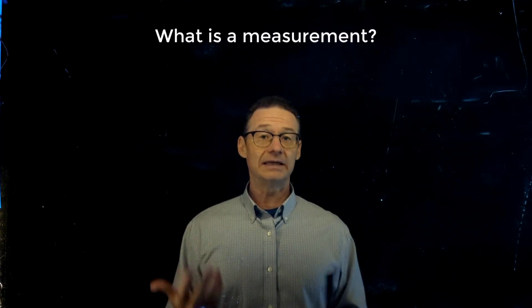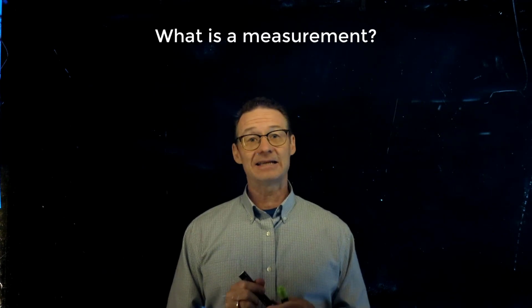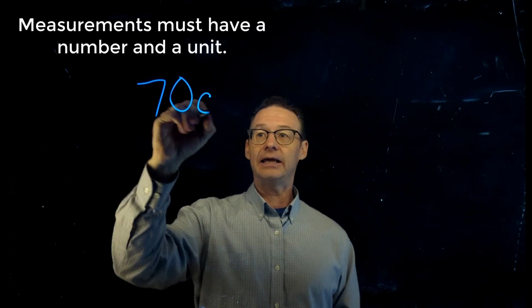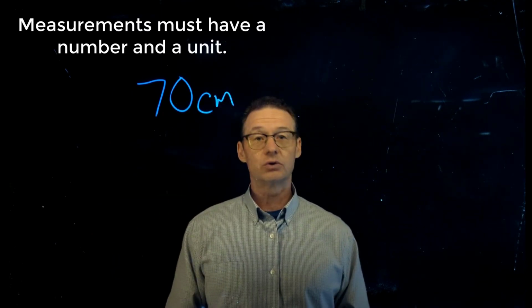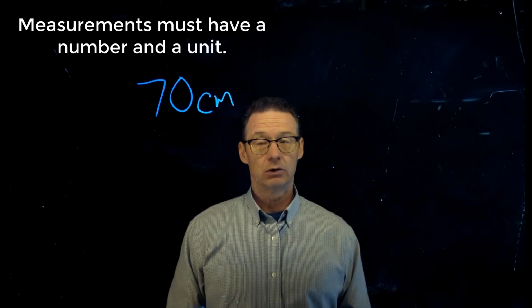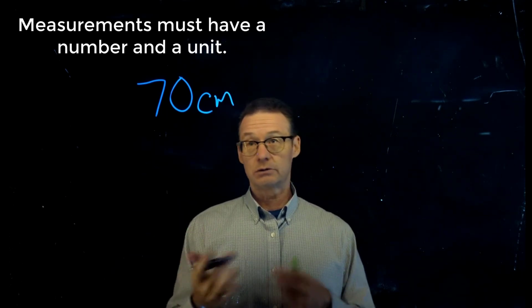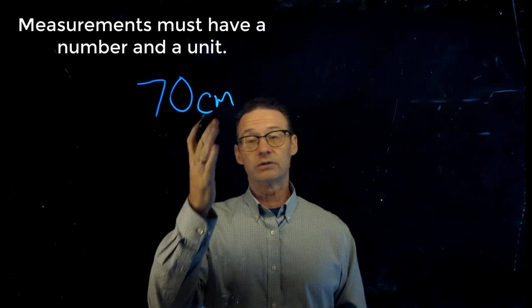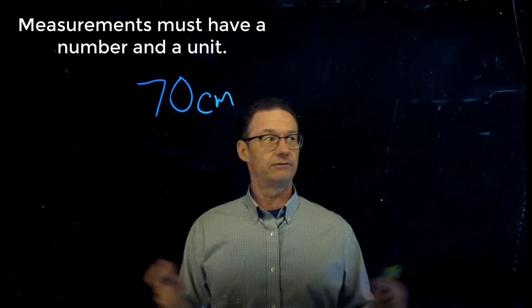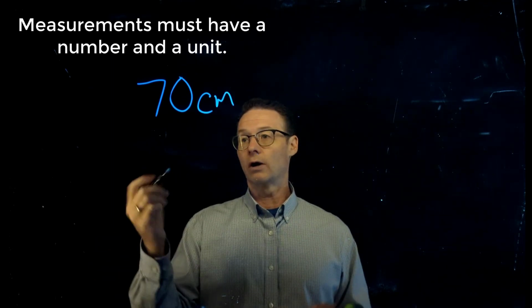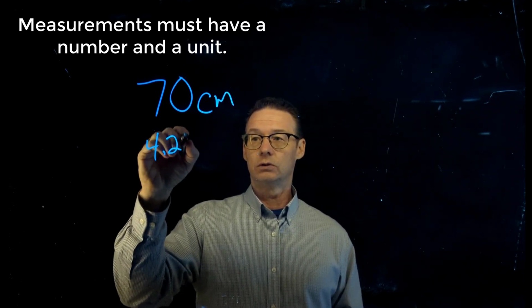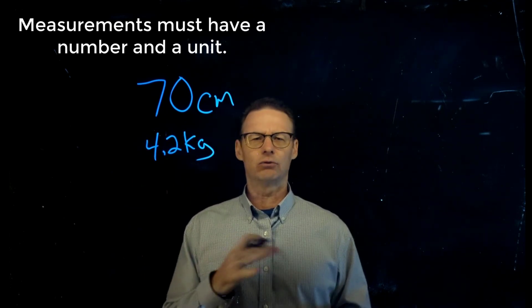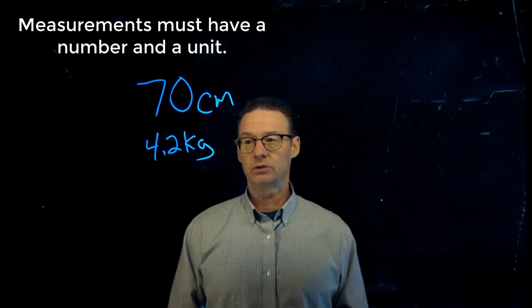So first of all, what is a measurement? Well, a measurement has to have two parts. It has to have a number, say 70, and a unit, like centimeters. So it's not a measurement without both of those things, right? Centimeters is just a unit. It's a unit for measuring distance or length. 70 is just a number. It could mean anything. But when you put them together, it's a measurement, say, of the length of a lab table, or 4.2 kilograms. That's a measure of mass, which might be the mass of a really thick textbook, like one of the ones that we use.